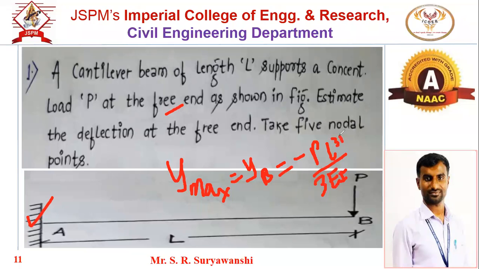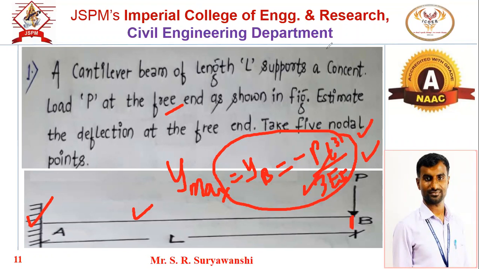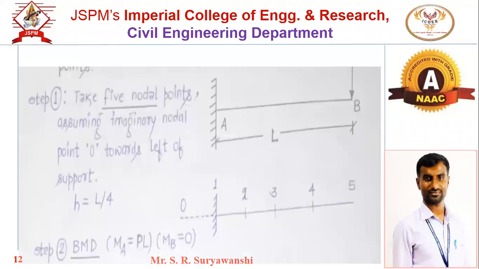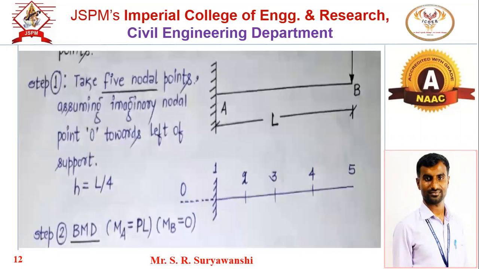Now we will see whether, using this finite difference method, we get the same result or something somewhat different, because this is an approximate method. So your result may be somewhat approximate. But this is the standard formula. For this standard case, deflection will be maximum at free end, and that deflection is PL cube by 3EI. Now we will apply this finite difference method. Step number 1: take 5 nodal points. The node points are already given, so that will be 5 nodes.